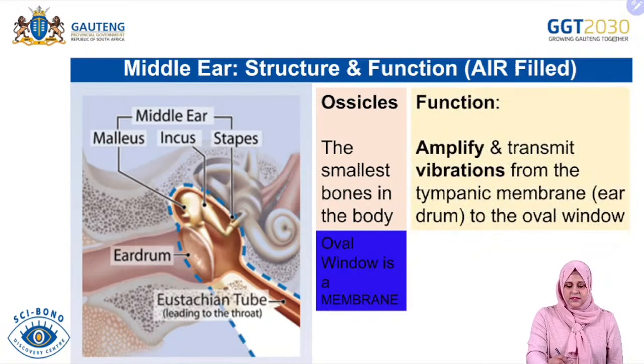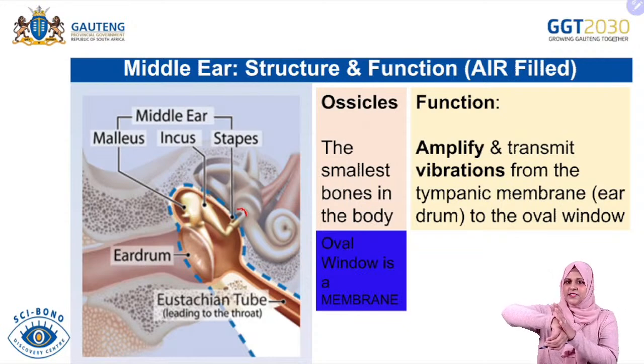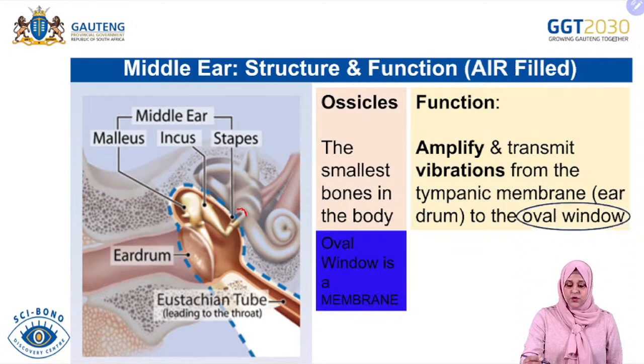Now, what is the function of these ossicles? They amplify and transmit the vibrations from the tympanic membrane through to the oval window. The oval window sits here. The foot plate of the stirrup lies on the oval window. Remember, the oval window is a membrane. We call it a window, but it is a membrane, and that is where the stirrup sits. So it amplifies and transmits the vibrations to that oval window.